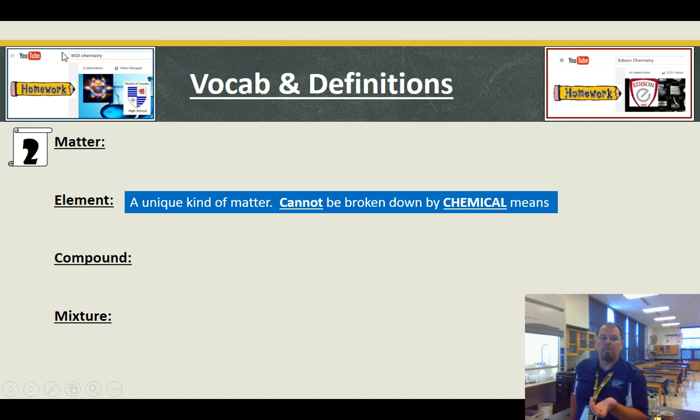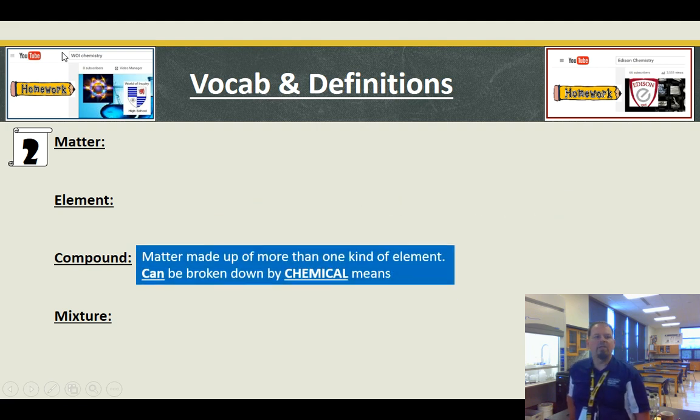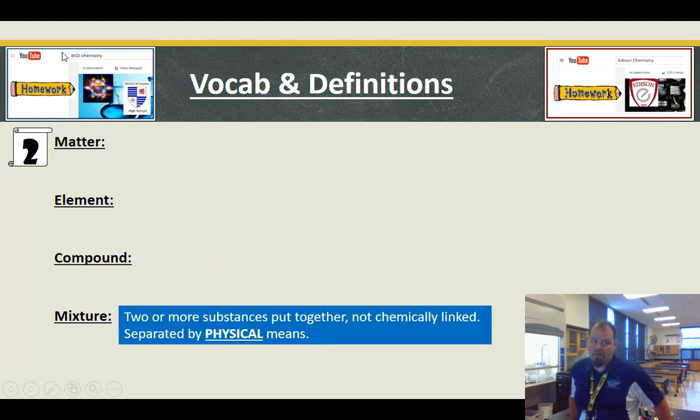That is an element. But when I combine that oxygen with carbon to make carbon dioxide, CO2, now I have what's called a compound. This is matter made up of more than one kind of element. It can be broken down by chemical means. I can chemically break carbon dioxide into carbon and oxygen, for example. Or more importantly, we can break water into hydrogen and oxygen. That's much more common. I don't know how common it is to make carbon and oxygen from carbon dioxide. We do the other all the time.